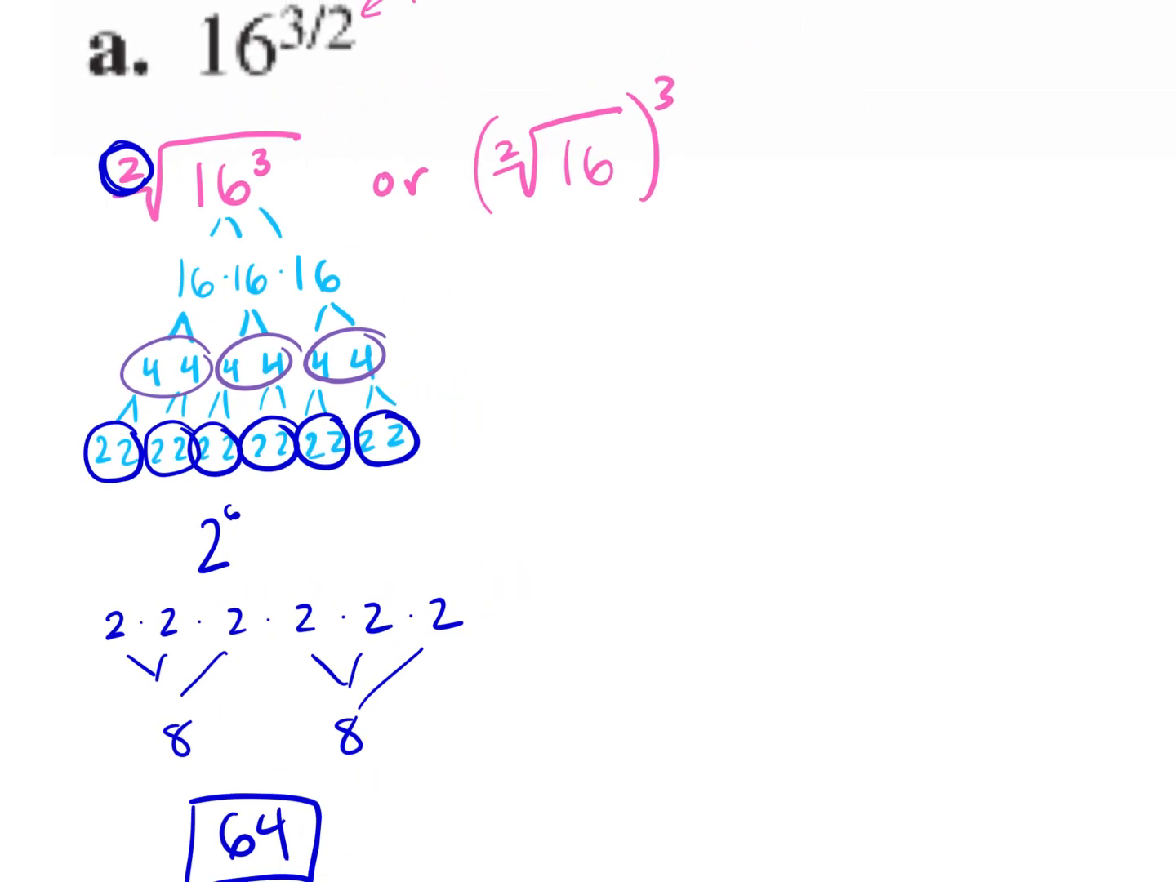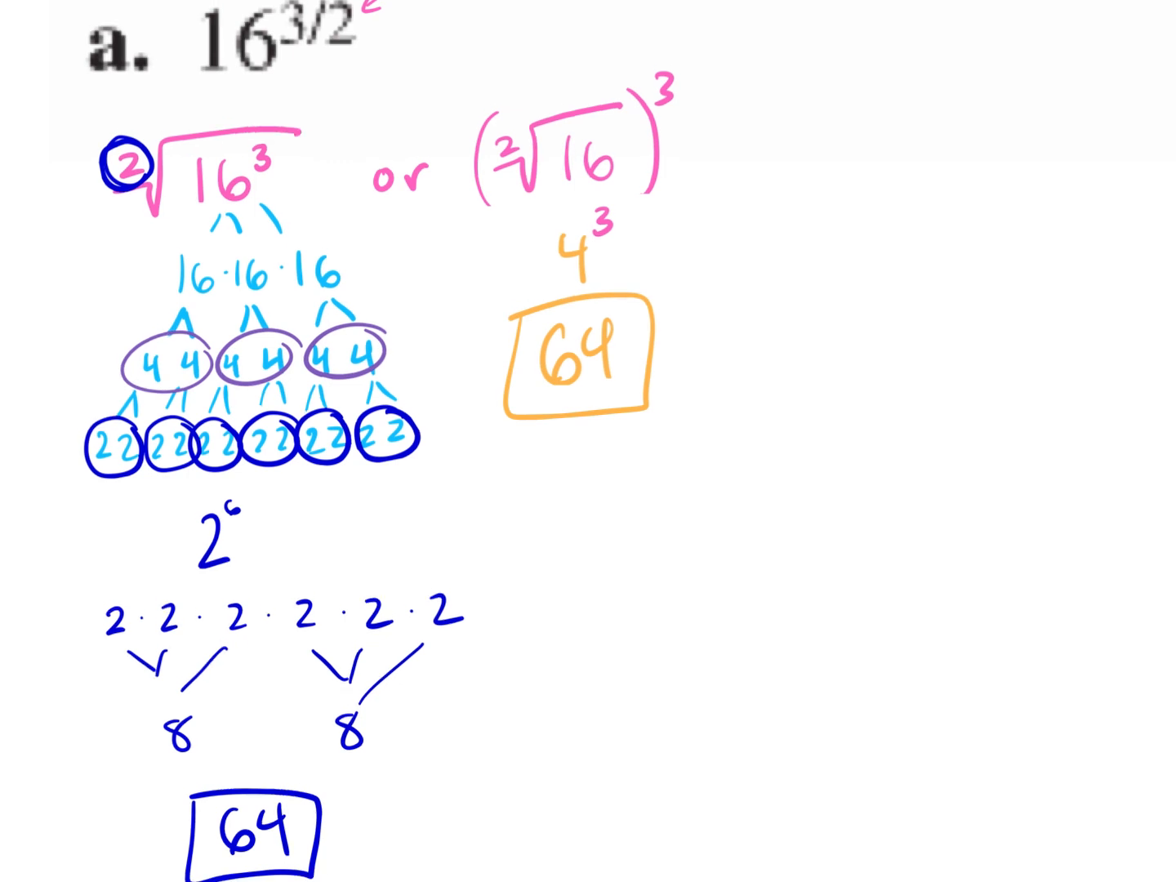Let's look at the second one now. So first we're going to do the square root of 16 and then cube it. So what's the square root of 16? 4. And what's 4 to the 3rd power? 4 times 4 times 4? 64. 4 to the 3rd power, 4 times 4 times 4, 64.